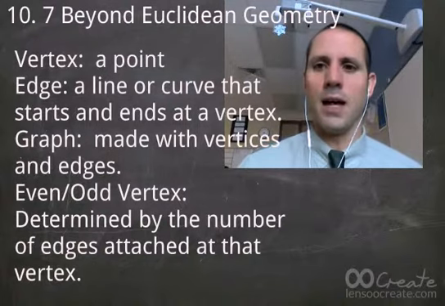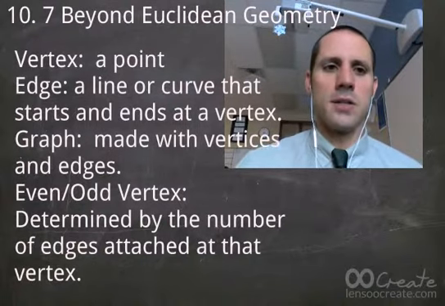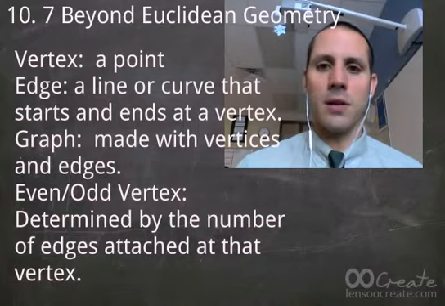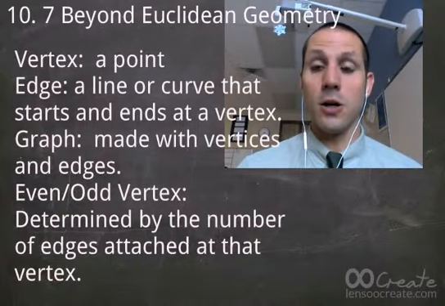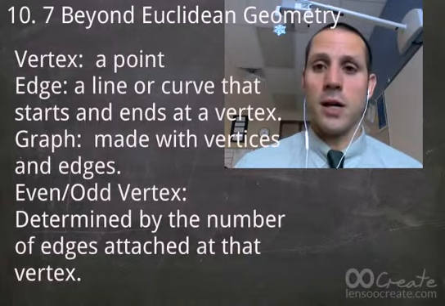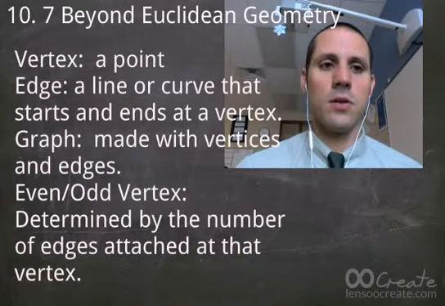All right, 10.7 is beyond Euclidean geometry. We're going to take a look at some vocabulary there. It wouldn't be a bad idea to get this in our notes or just on the handout.